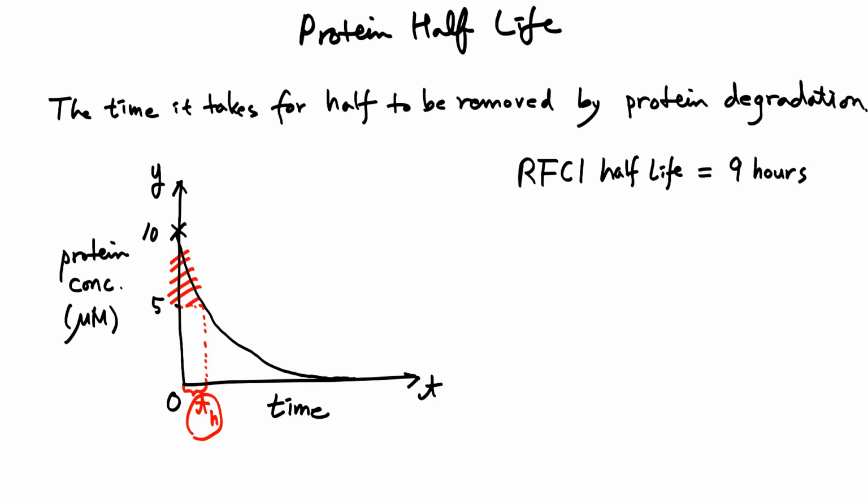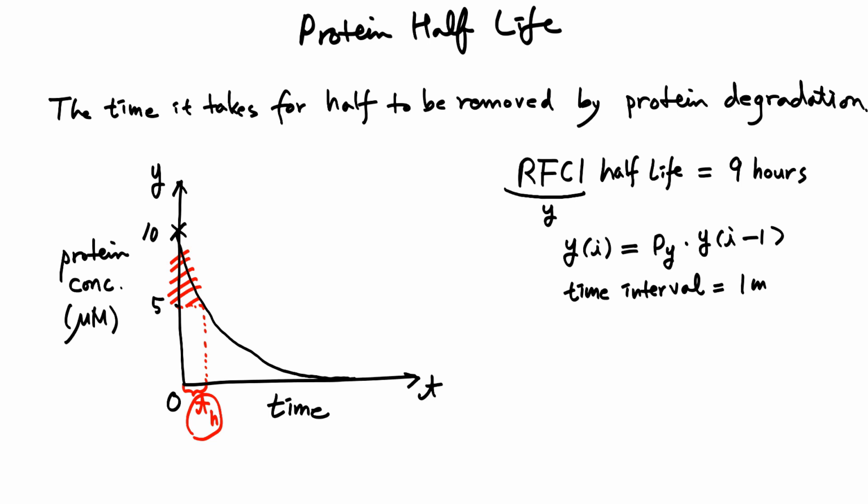And let us assume that this protein is Y protein, and we can have a discrete time difference equation. So Y of I is equal to parameter, degradation parameter Py times Y of I minus 1. And the time interval is 1 minute, which means that this 9 hours is equal to 540 minutes.